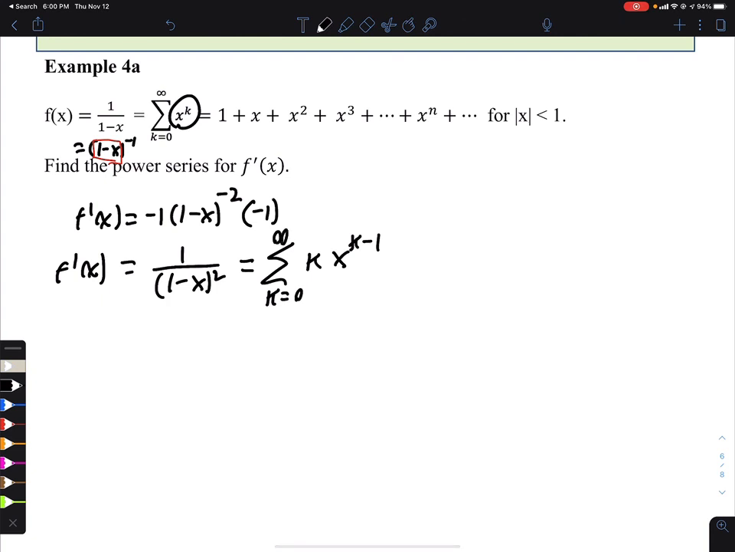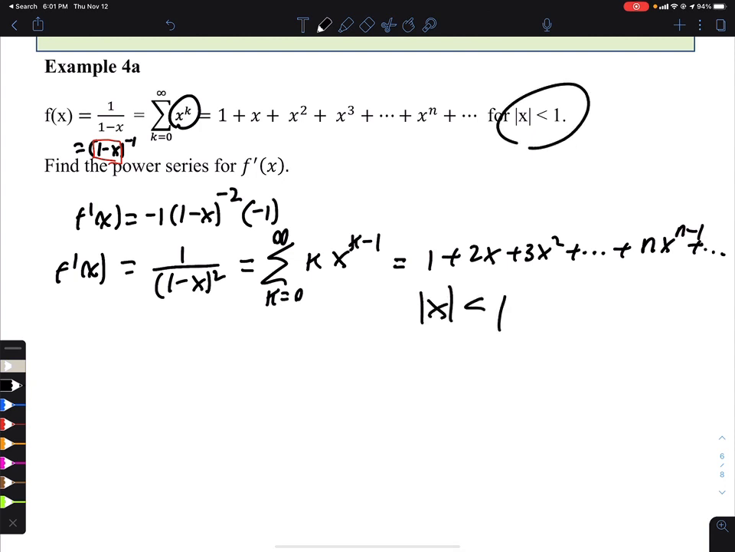Okay, I know what we need to talk about here, though. We do need to talk about the derivative of 1 is 0, and you get 1 plus 2x plus 3x squared plus dot dot dot plus nx to the n minus 1 plus dot dot dot. So here is the problem. Okay, now this one had this interval, so still the same interval. But let's look at our series here.